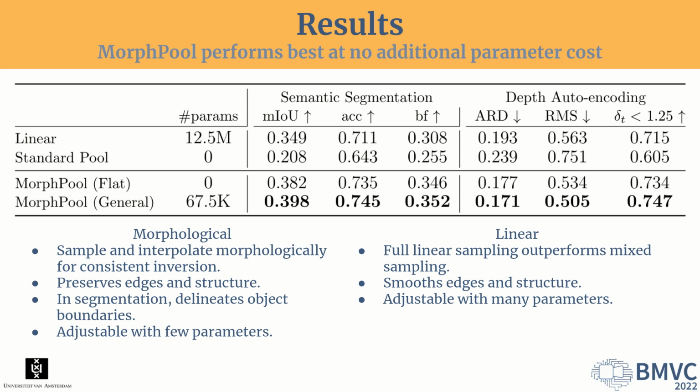Finally, note that MorphPool generally has much fewer parameters than its linear counterpart. Even when fully parameterizing the MorphPool operation, we only have about 70k parameters versus the 30 million parameters that are introduced by a fully linear interpolation scheme.